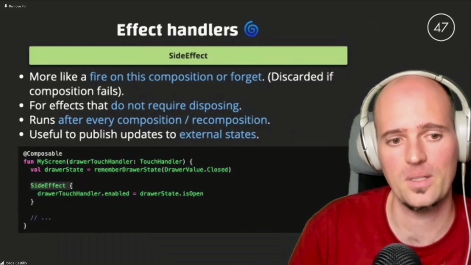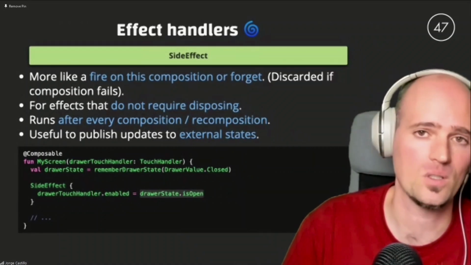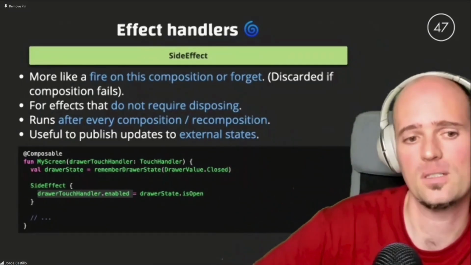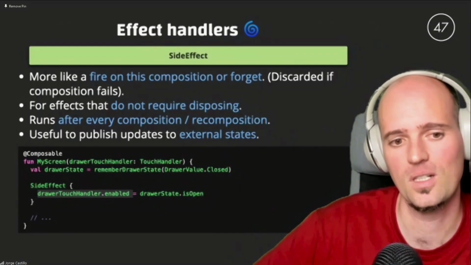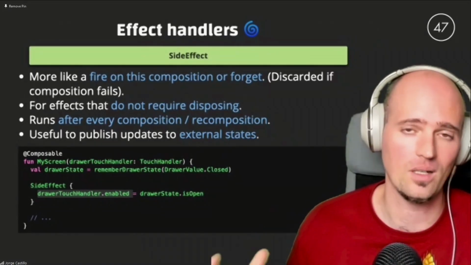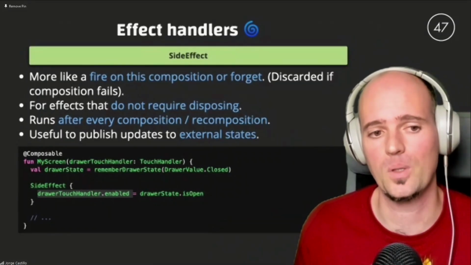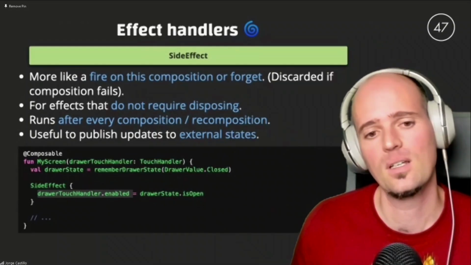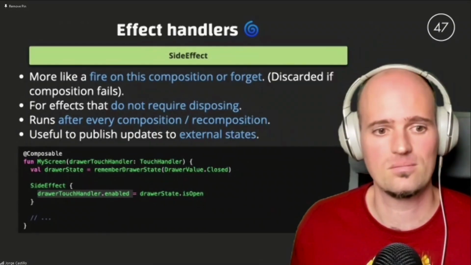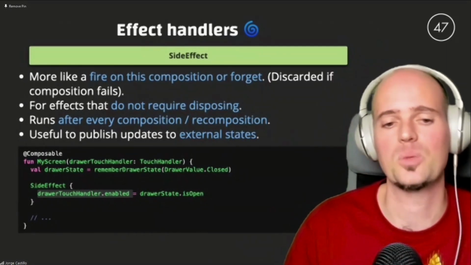And we go like, okay, every time you enter the composition or any recomposition, you're going to check if it's open, and in that case, you will update or toggle this drawer touch handler, for example, for enabling or disabling touch events. So in that sense, you are publishing updates to an object, or a state, that is totally outside of the scope of your composable function, that is not driven by any compose state snapshot or anything like that. So a pure side effect, we could say, for keeping that up to date on every composition and recomposition.